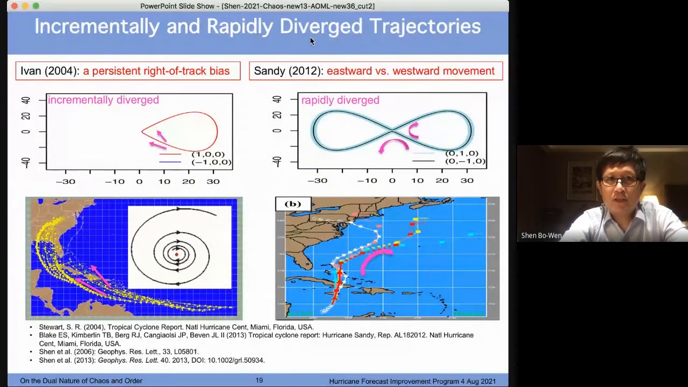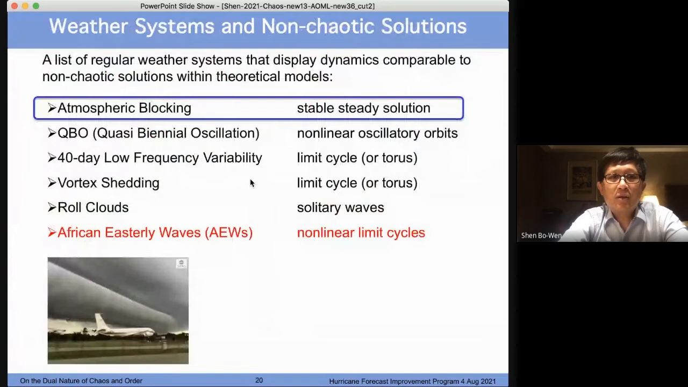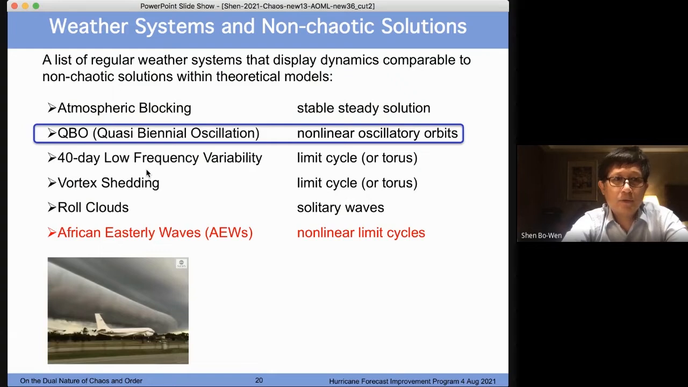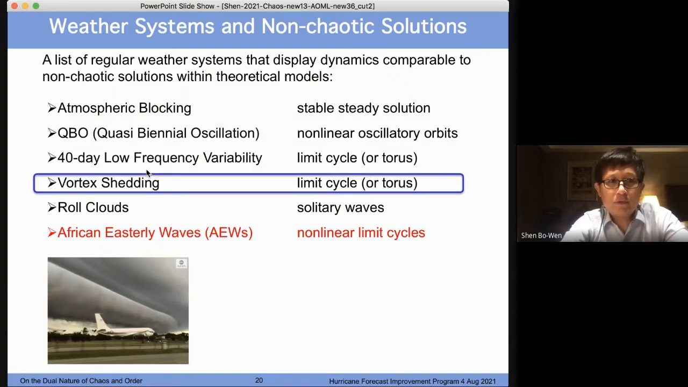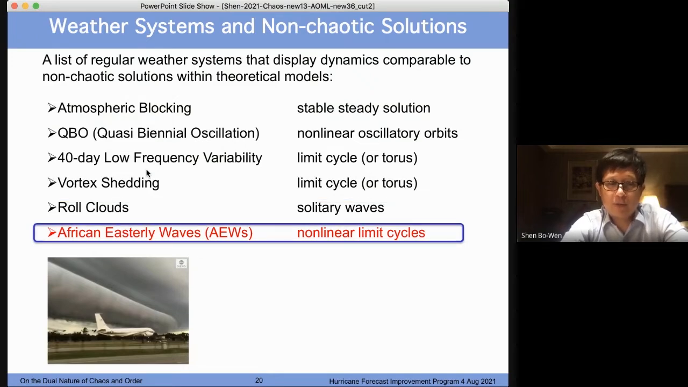Rapidly divergent trajectory. We can discuss this during the Q&A sections. The Lorenz model produced both chaotic and non-chaotic solutions. In fact, an earlier study already applied non-chaotic solutions on the right-hand side to understand the dynamics of different weather systems on the left-hand side, including blocking, QBO, low-frequency variability, vortex shedding, rock clouds, and the aftercluster wave.